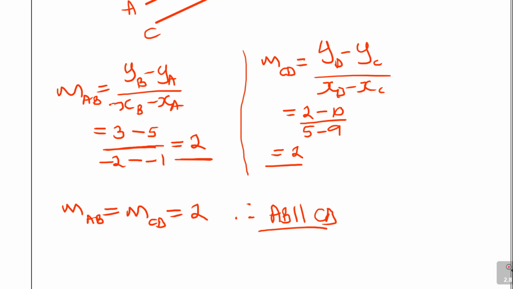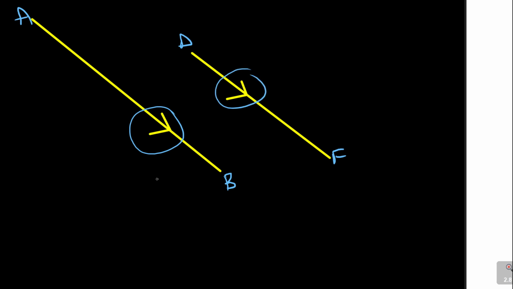What concept are we bringing here? We are saying parallel lines have the same gradient. So always remember that concept. Parallel lines have got what? The same gradient. Meaning, if I have a line like this, and another line like this, and I put this arrow on each, then if this is line AB and this is line DF, what that arrow means is that these lines are parallel.